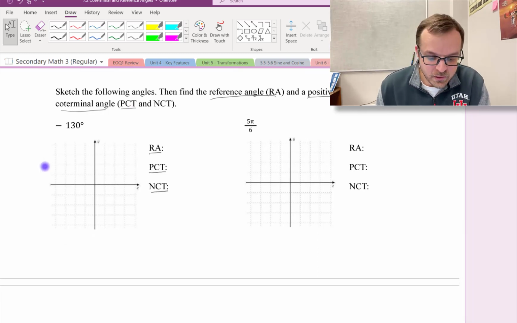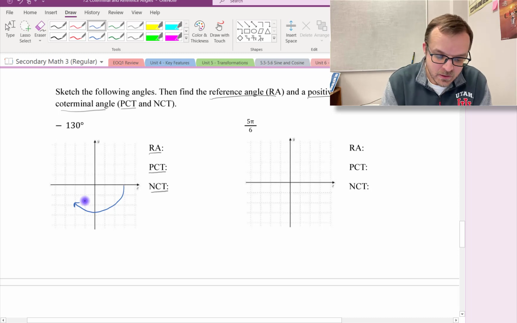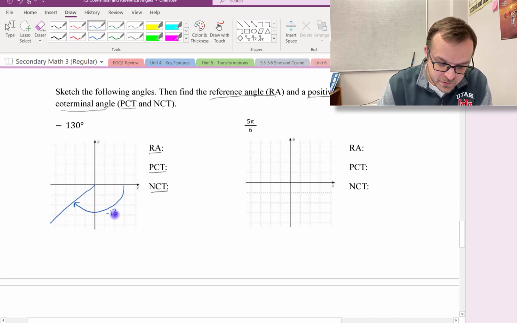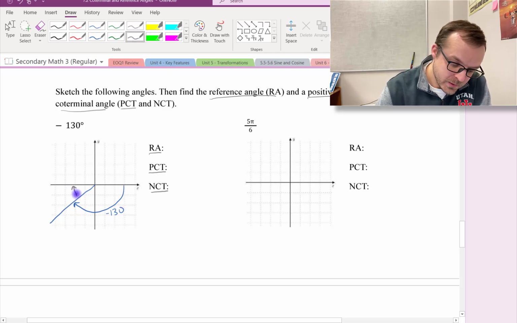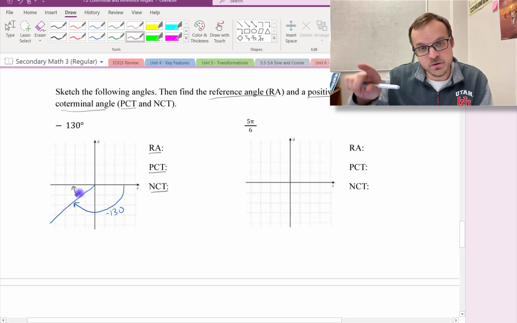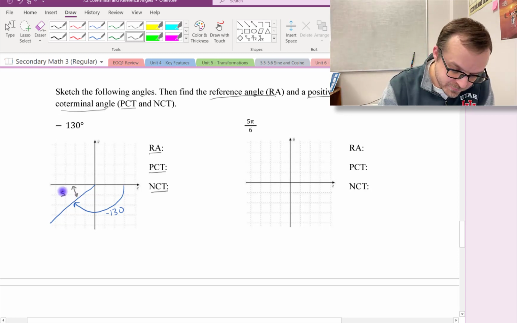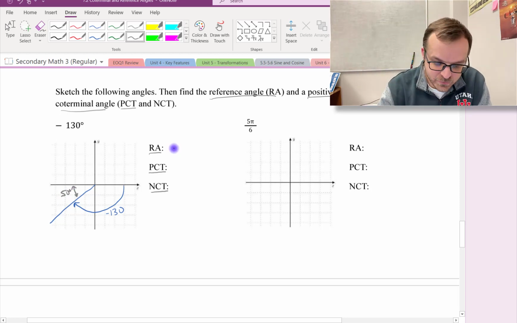Negative 130 degrees is going to be in the negative direction this way, so we're going to end somewhere over here. And this is just a sketch, okay? So that's negative 130. To get the reference angle, it would be right here, and that would be a full negative 180 if we went all the way. So this would have to be a 50-degree angle right here to make that a full 180. So your reference angle is 50 degrees.